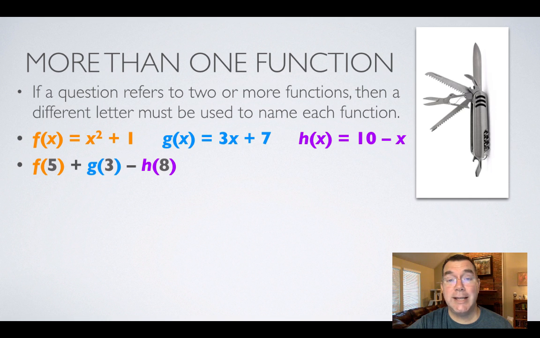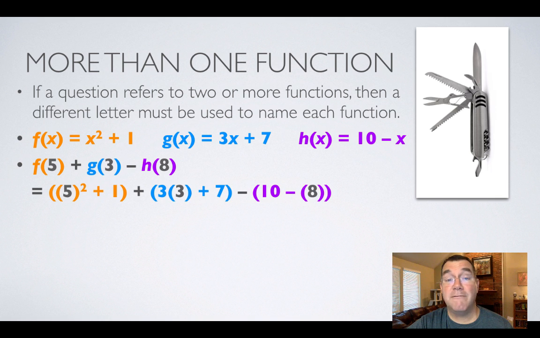So if I want to calculate f of 5 plus g of 3 minus h of 8, what that means is I'm going to replace x in the first function, f of x, with 5. And then I will replace x in the second function, g of x, with 3. And then I will replace x in the third function, h of x, with the number 8. And I will figure out what all of that is worth.